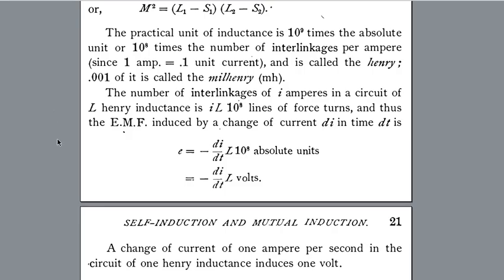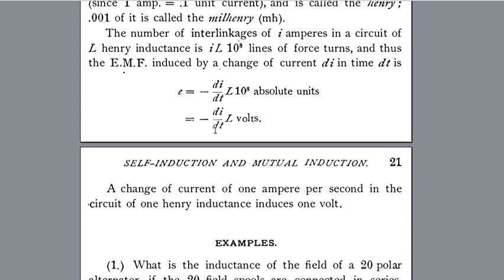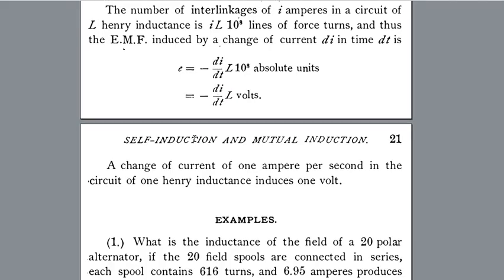Thus, the EMF induced by a change of current, dI in time dt, is E equals negative dI divided by dt times L times 10 to the 8th absolute units, which equals negative dI divided by dt times L volts. A change of current of 1 ampere per second in a circuit with 1 Henry inductance induces 1 volt.